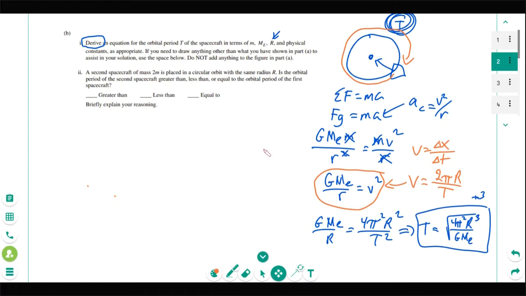Okay, part B, part II. A second spacecraft of mass 2m is placed in the same orbit with the same radius. Tell me about the period. Is the period of this spacecraft greater than, less than, or equal to the period of the first one? And then explain your reasoning. All right, so let's do a little poll in the chat here. What do you guys think? Greater than, less than, or equal to?